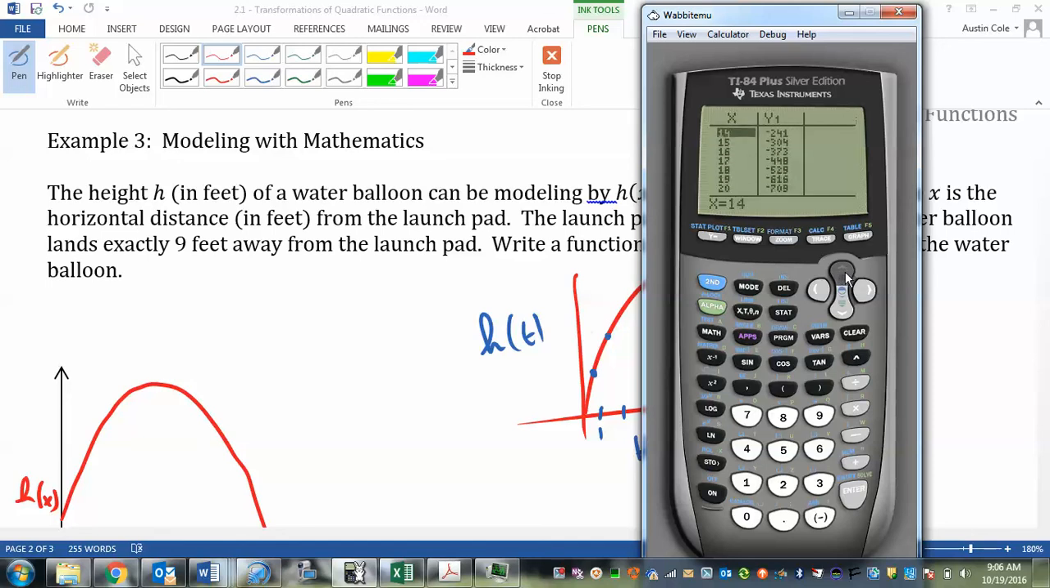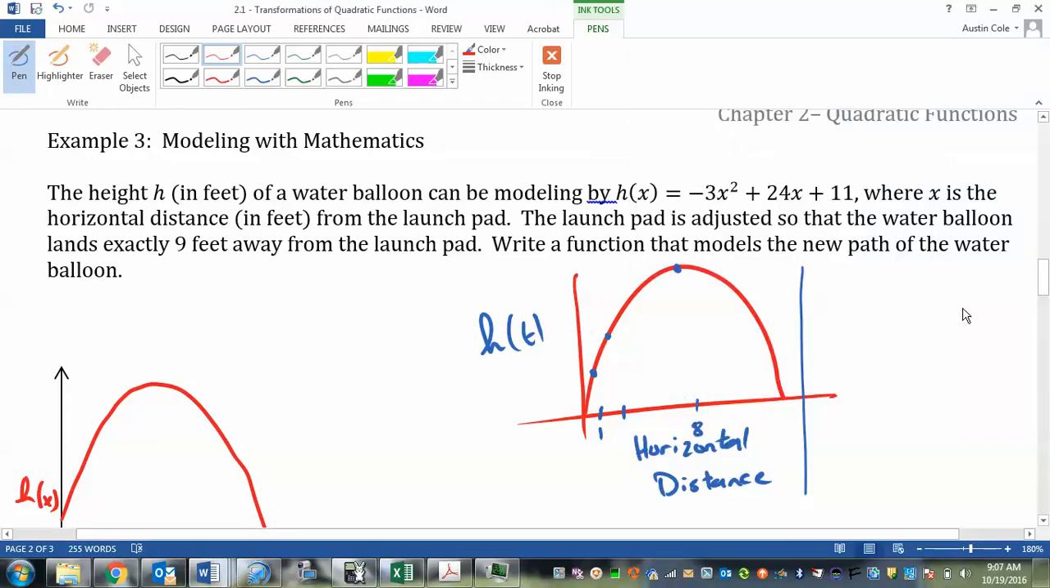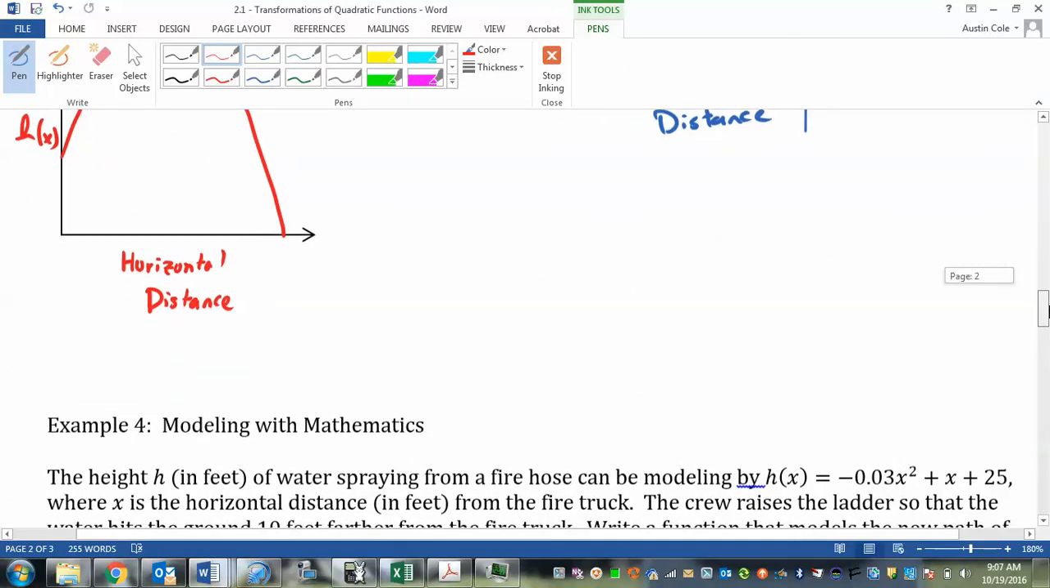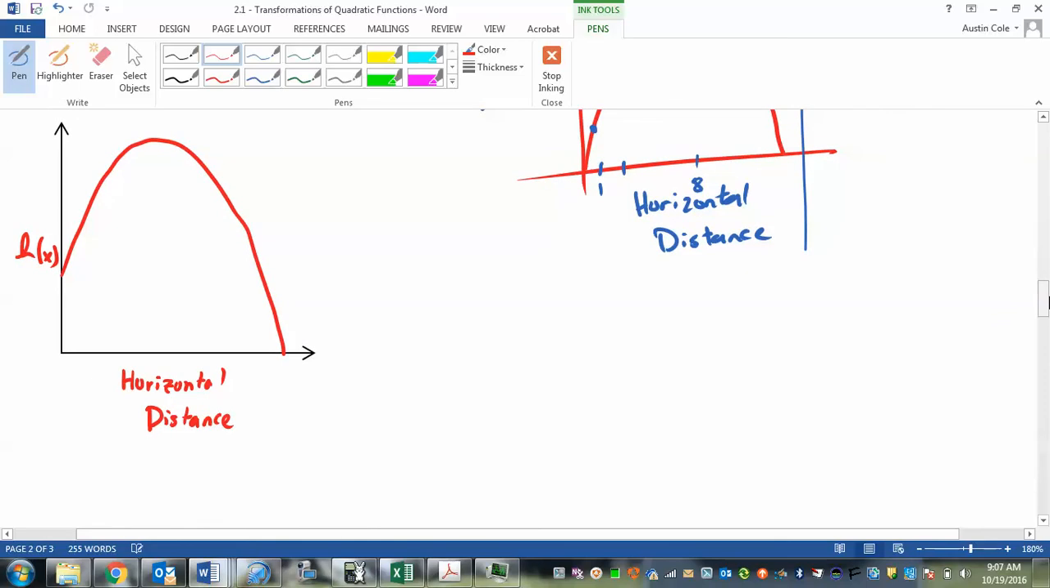Yours is probably looking different than mine. I want everyone to go to 0 on our table. It says 0, 11. What does that mean? That's where your point is. It's not a vertex. But now if I go to my graph, that means my x value is 0. Where's my x value 0? That's right here, isn't it?